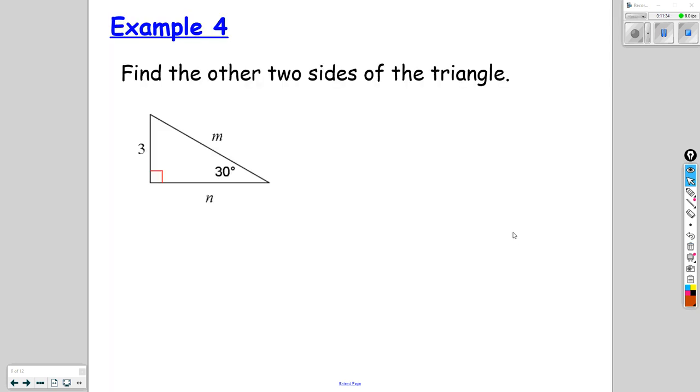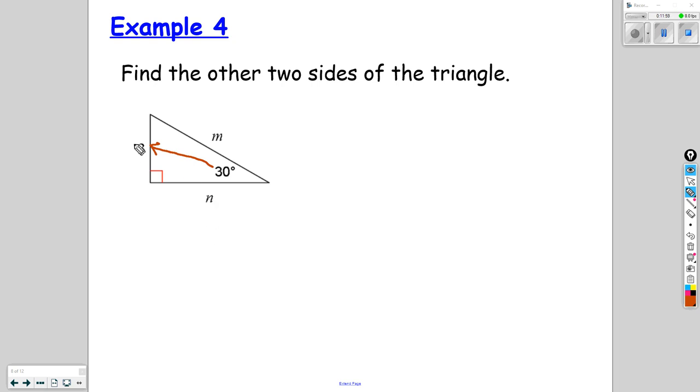So in this example, we're starting with the short leg, and we know that because this 30-degree angle is right here, and opposite that 30-degree angle is going to be the short leg. Okay, opposite the smallest angle in the triangle is going to be the shortest side. Okay, opposite the largest angle in the triangle is going to be the longest side, which is the hypotenuse. And obviously that long leg is just in the middle.